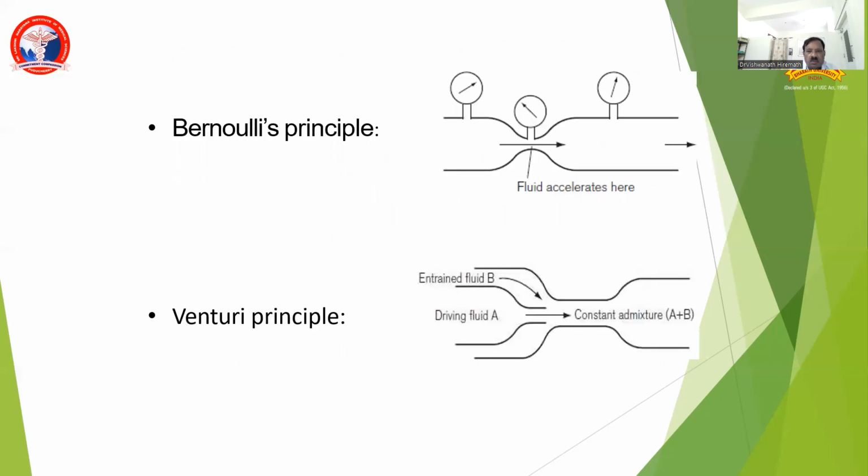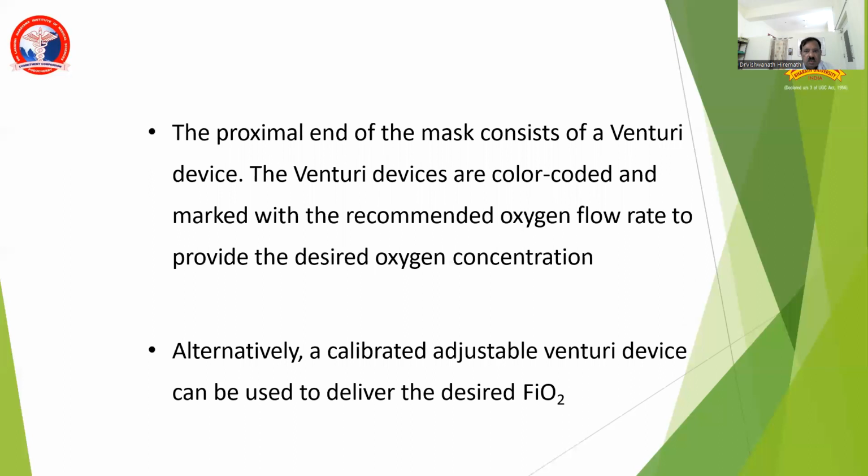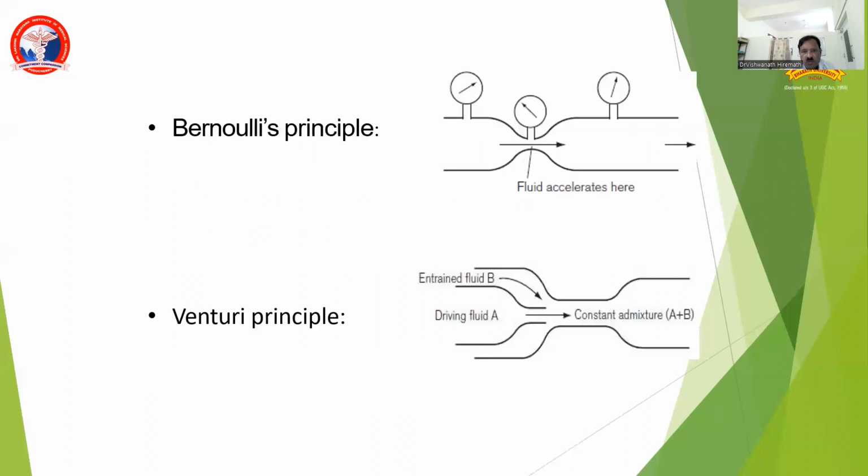Bernoulli principle: there will be a fall in the lateral pressure when gas passes through the constricted portion, as a result of which there will be entrainment of gas. The proximal end of the mask consists of a Venturi device, color coded and marked with recommended oxygen flow rates. An alternative calibrated adjustable Venturi device can be used to deliver the FiO2.